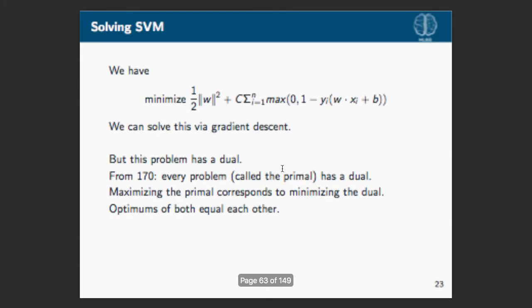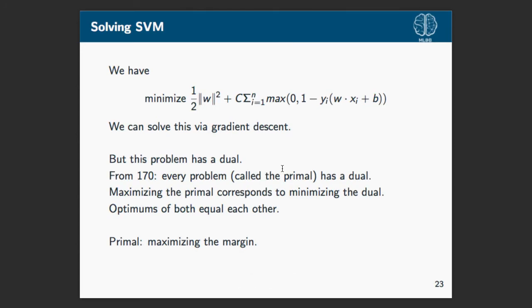Okay, so what's the primal? Yeah, exactly. This sounds hand wavy, but let's look at it in terms we know. So the primal is maximizing the margin. This is what we already talked about. This is our primal formulation. Our dual is minimizing the distance between the convex hulls.